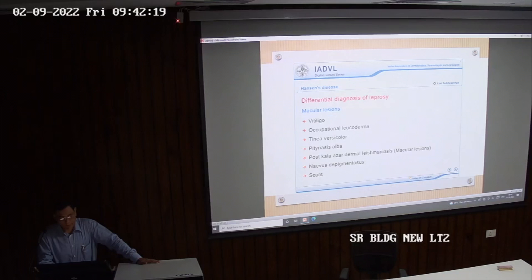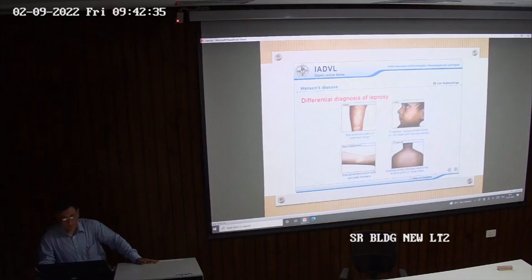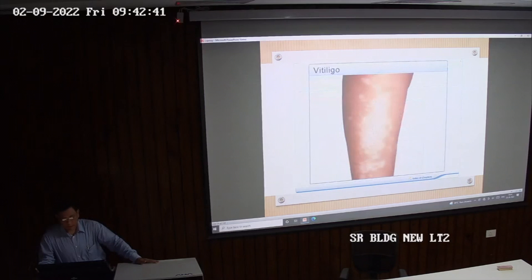Now the differential diagnosis. A lot of differential diagnoses, because we get so many types of cases in leprosy, all types of cases: macules, papules, nodules, plaques, annular lesions. We will not go into the differential diagnosis in each and every case. So these are the pictures. We will just go through the pictures only. So we will get a similar lesion in leprosy also.